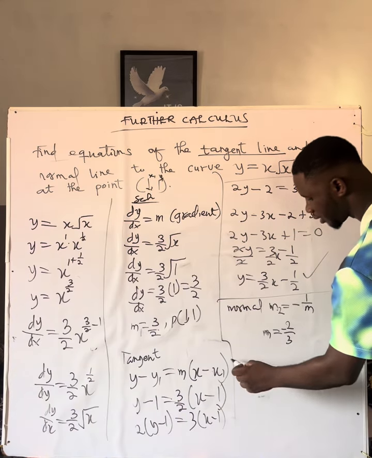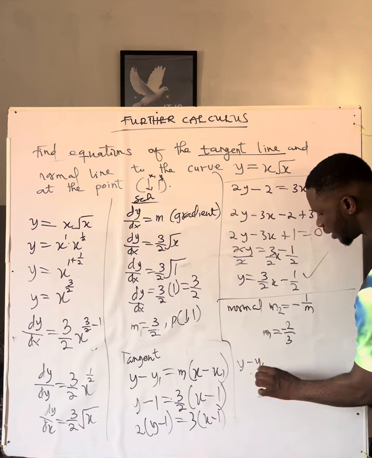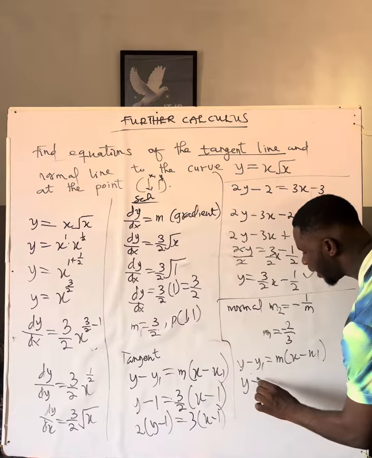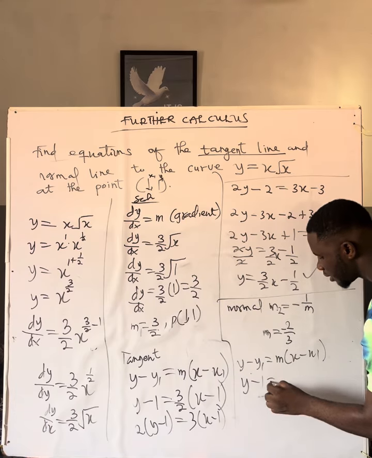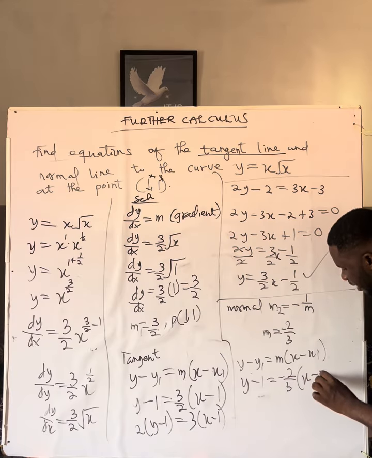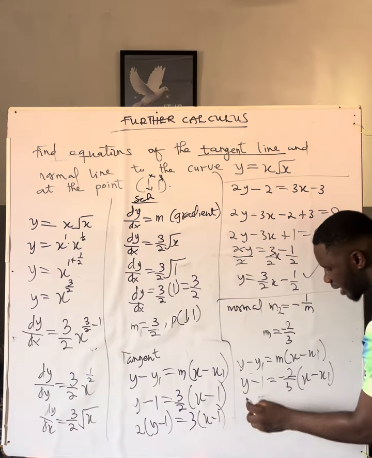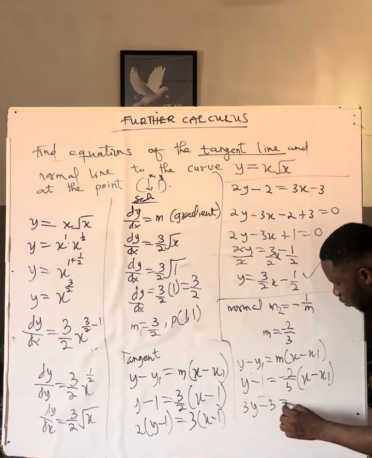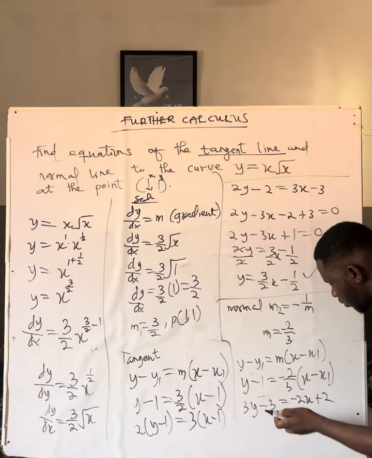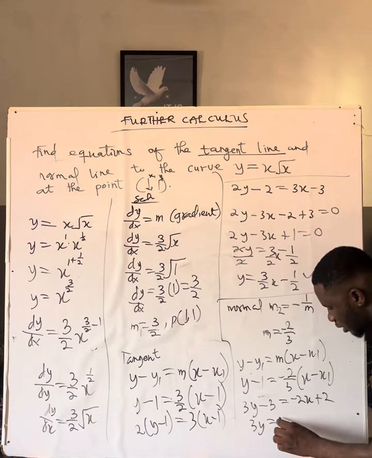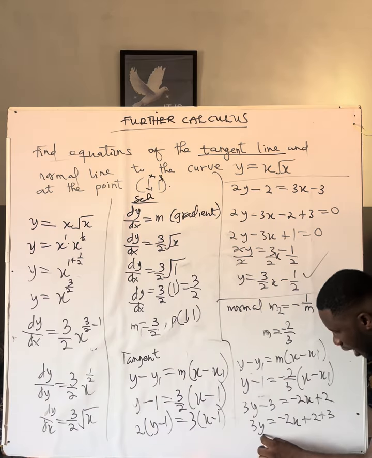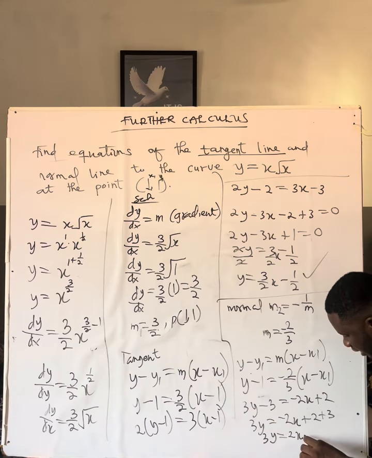Now with the same equation, y minus y1 equals m multiplying x minus x1. y minus the same point, so y1 is equal to, we use this gradient now, minus 2 over 3 multiplying x minus x1. So the 3 will multiply here, 3y minus 3 equals negative 2x plus 2 when you expand this. So let's send this one to this side. You're going to get 3y equals minus 2x plus 2, then plus 3 here. Our 3y is going to be minus 2x plus 5.